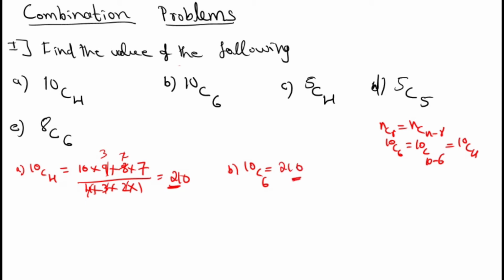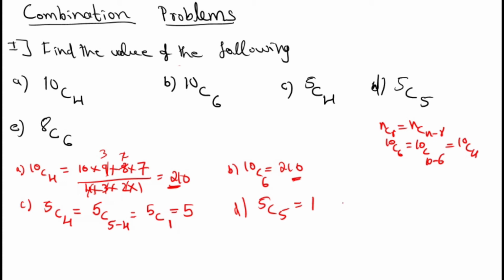Next, third question, 5C4. Again use the formula nCr equal to nC(n minus r). The 5C4 value is equal to 5C(5 minus 4), which is 5C1. nC1 value is equal to n, so the 5C1 value is equal to 5. Similarly, see the next question, 5C5. We know nCn value is equal to 1, so the 5C5 value is equal to 1.